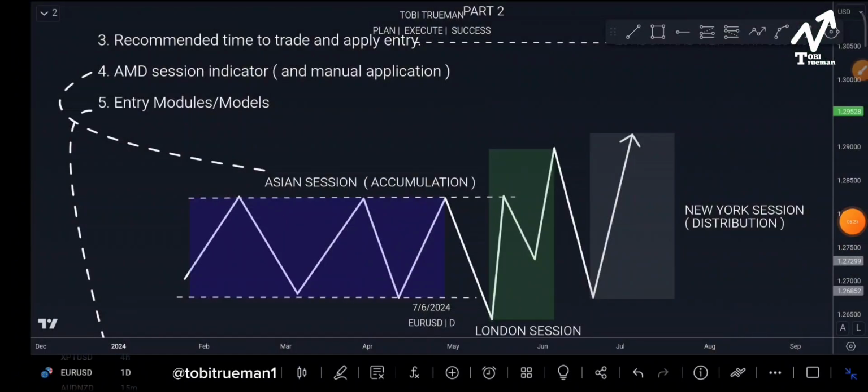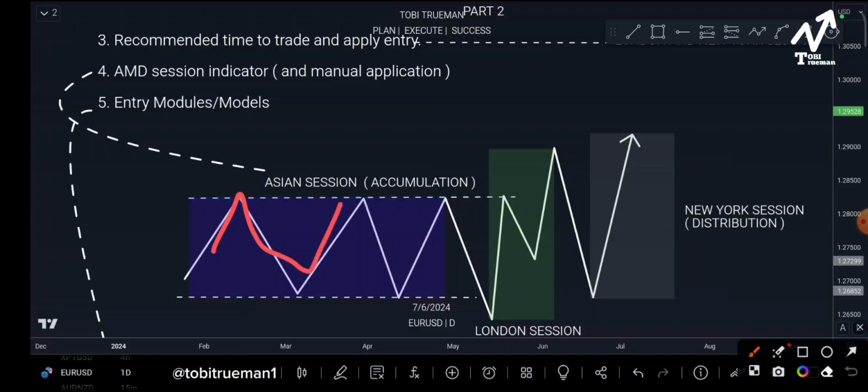So now that we have understood how to put the AMD session indicator, which is on TradingView, and also how to apply it manually, let's try to understand it. It's all about marking the structure of the market. You can see that this is just showing ranging, which is price is not taking inducement, it's not taking the high point, it's just ranging. When price is ranging, that is called Asian session range, and you can easily observe that during 1 a.m. to 7 a.m. Nigeria time. Okay, that is called accumulation.